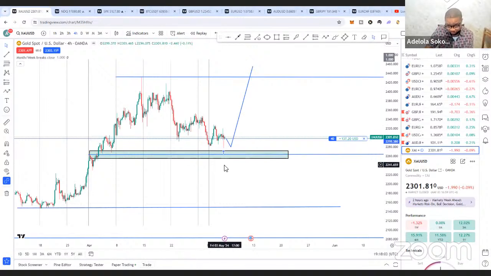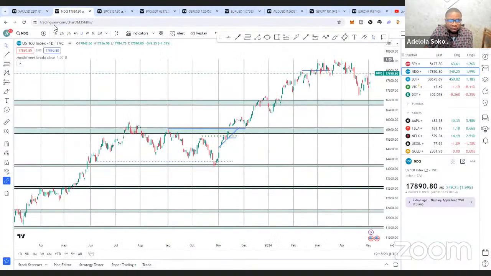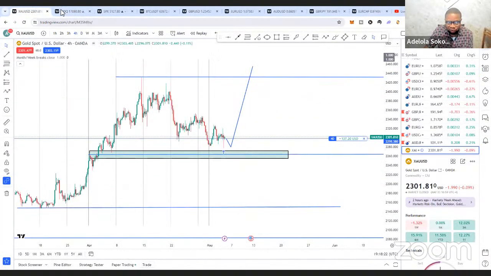But if this support gets broken, we'll take our loss and then we'll wait. We'll wait again. It's about waiting. Like I always tell you, while you are waiting, you can say, okay, let me go and look at what other players are doing. Since gold is not ready, let me go and look for other pairs. But you want to keep your eyes open while you are waiting.